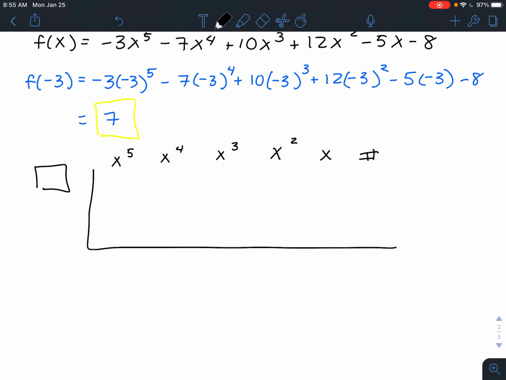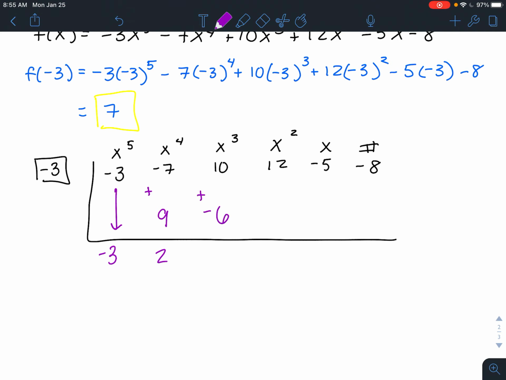So now if I bring down the negative 3, negative 3 times negative 3 is positive 9. I add down to get 2. Negative 3 times 2 is negative 6. 10 plus negative 6, so 10 minus 6 is 4. Negative 3 times 4 is negative 12, so these are going to actually cancel out when I add. Okay, if I multiply by 0, I get 0, so if I add down, I'm going to get negative 5. Negative 3 times negative 5 is positive 15, and negative 8 plus 15 is the same as 15 minus 8, so hey, we get a 7 again.